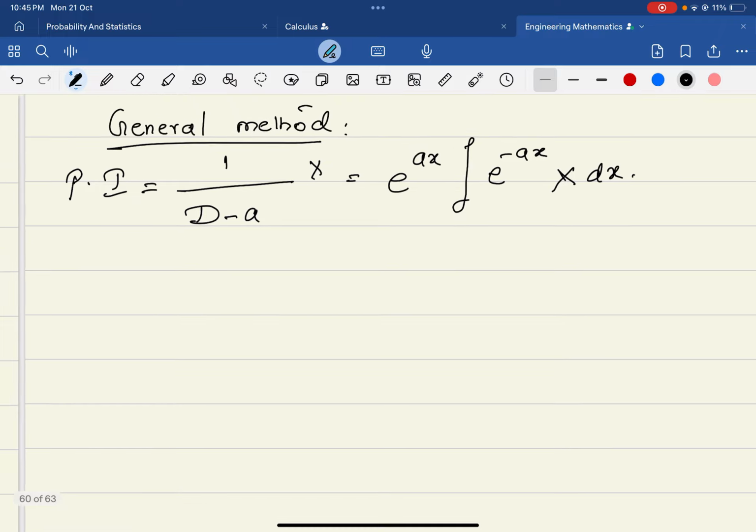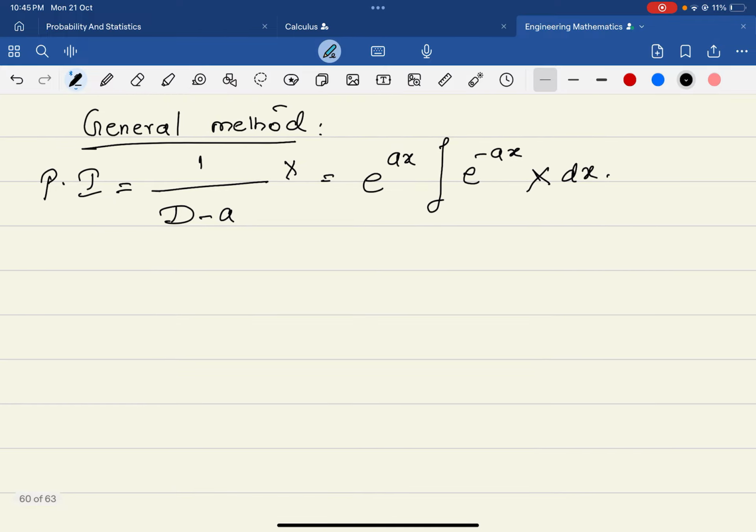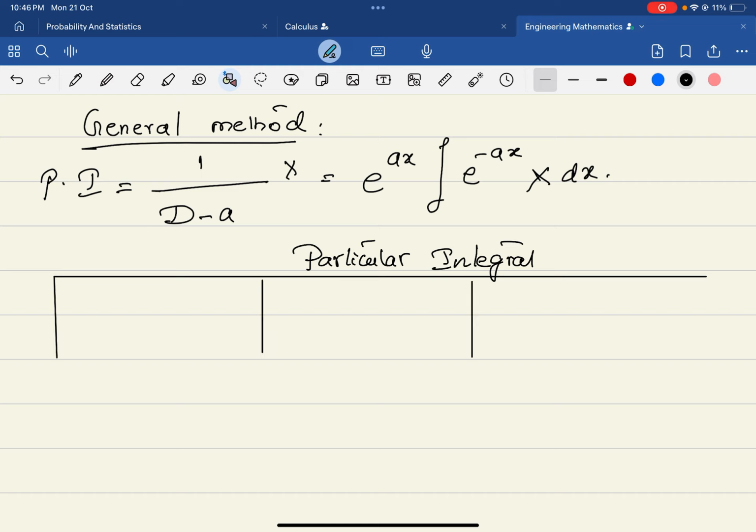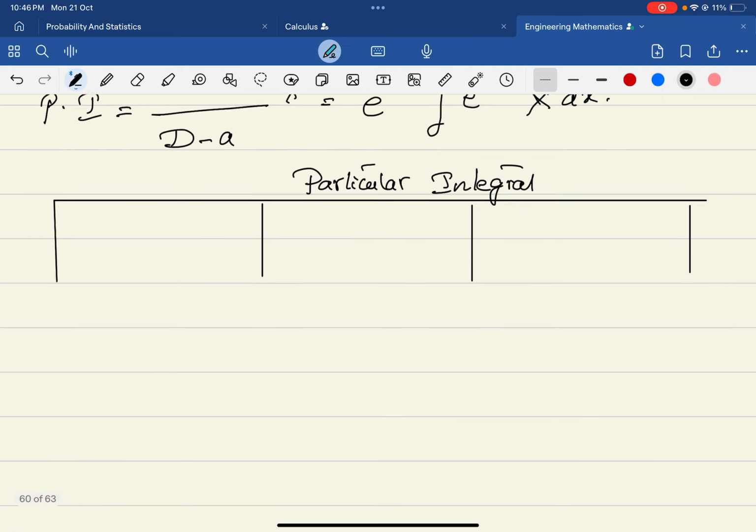Now I'm talking about some forms to find the particular integral. What are they? Let us see. How many forms are there? I'll explain: there is 1, 2, 3 and 4. There are 4 forms to find the particular integral.